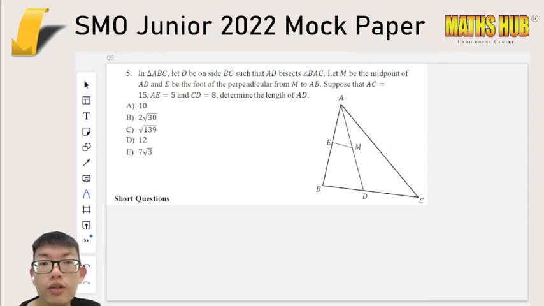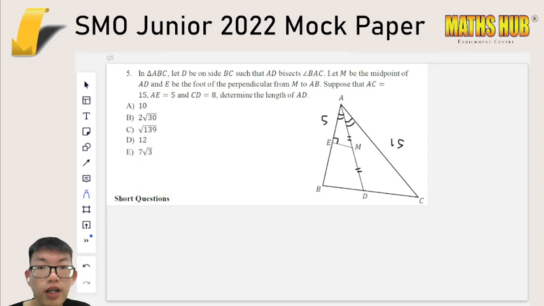Now let's put all the information down first. D is on the side BC such that AD bisects angle BAC. That means that these two angles are equal. Let M be the midpoint of AD. So here we have equal lengths. And E is the foot of the perpendicular from M to AB, right? So that means that this is a right angle. Suppose that AC equals 15, AE equals 5, and CD equals 8. Determine the length of AD.